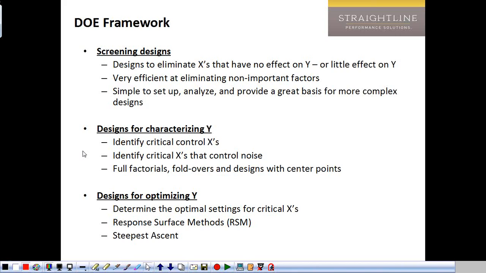Second thing is designs for characterizing Y. That's what we've already done. We've sort of identified 5 or 6 critical X's, and then we run a moderate-sized experiment, like 16 runs, to be able to characterize them completely. And then finally, designs for optimizing. Again, like I said, we'll do an extra session on that and record that separately.